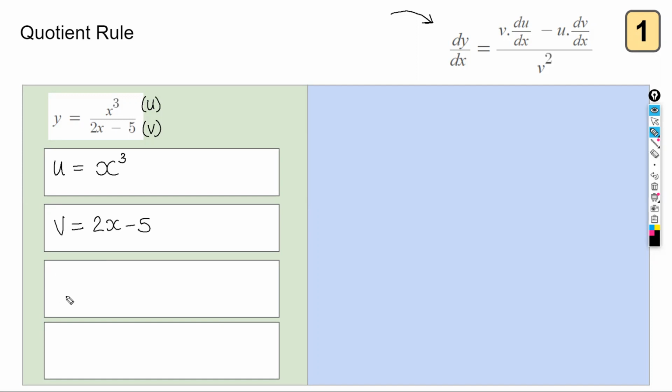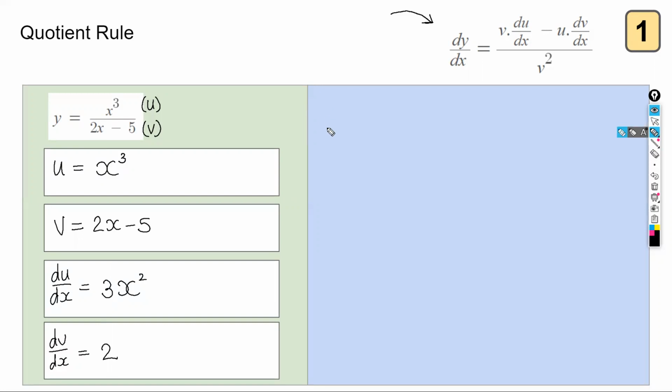Du dx. If we differentiate this expression, this one is easy. Just throw the 3 in front, minus 1 from the power. Dv dx is also pretty easy. When you differentiate 2x, you will just get 2. And when you differentiate minus 5, well, that's a constant. So you're going to get what? 0.